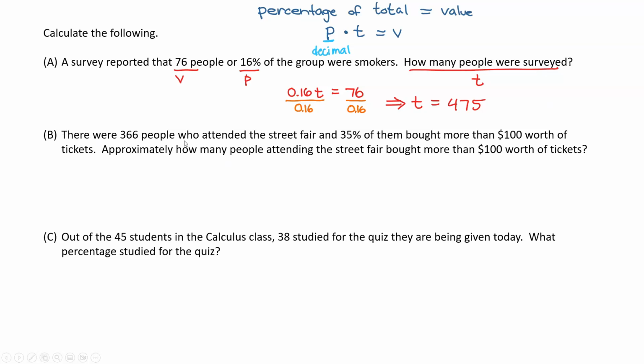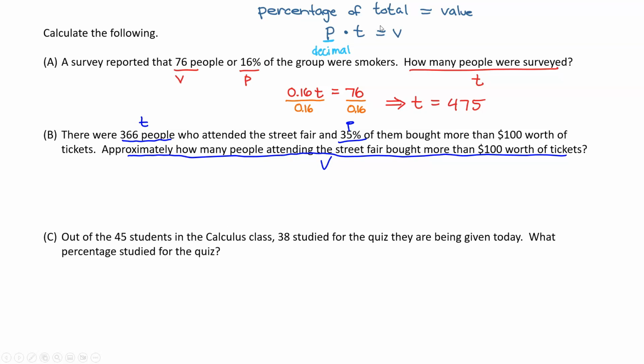Here, there are 366 people who attended a street fair. 35% of them bought more than $100 worth of tickets. Approximately how many people attending the street fair bought more than $100 worth of tickets? So here, you know this is the total number of people who attended. This is a percentage or a group from that percentage. So this is your total. This is the percentage. You're looking for the value.